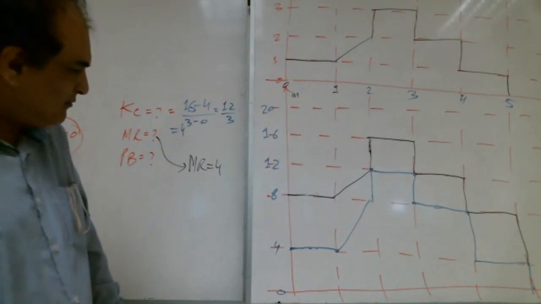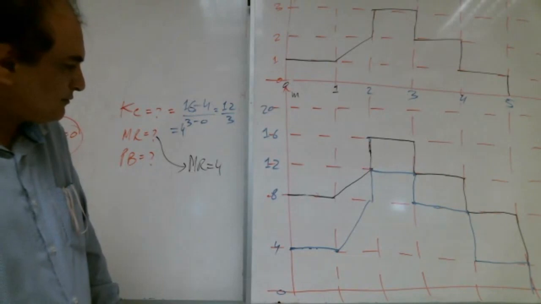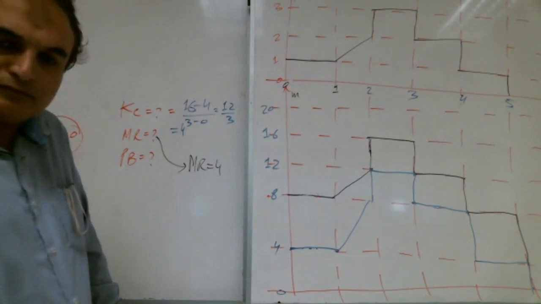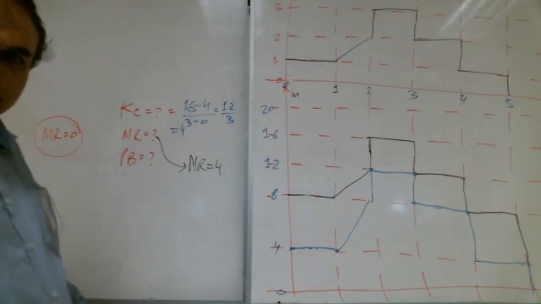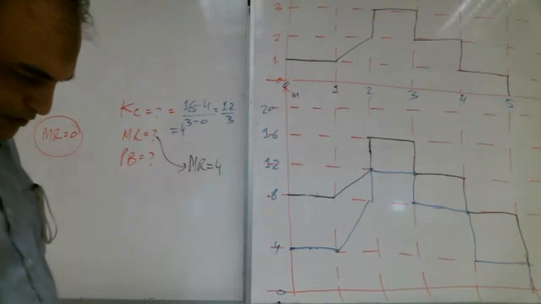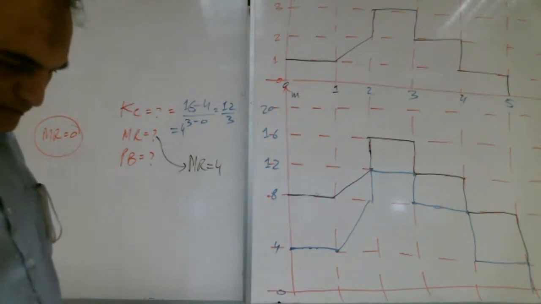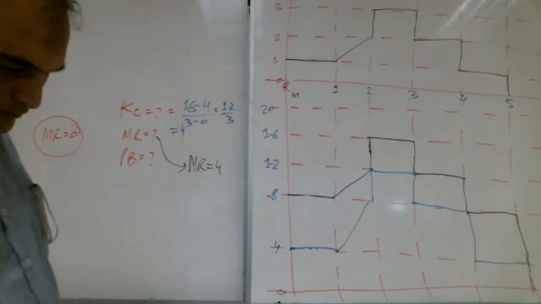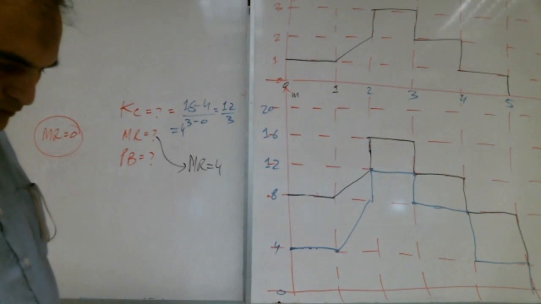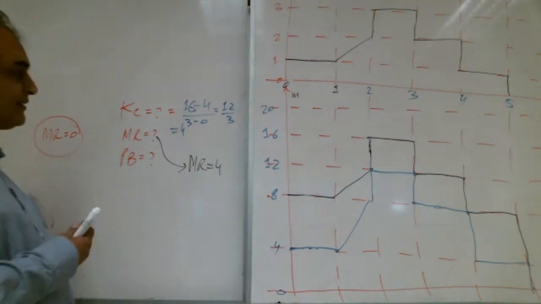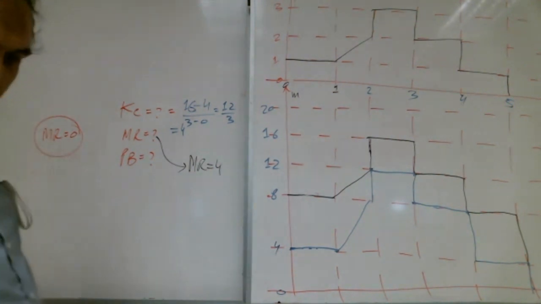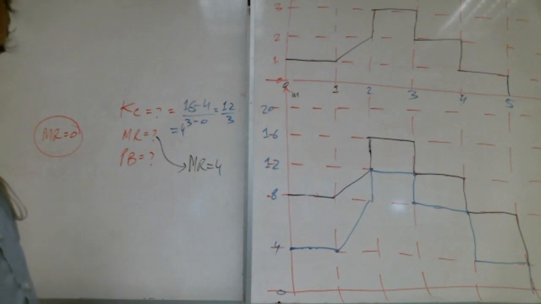Any question up to here, Shabab? Yes, brothers. For KC, is it the same as KP? No, KP is the process gain. That is different. This is KC, controller gain. We are talking about the controller, not about the process.